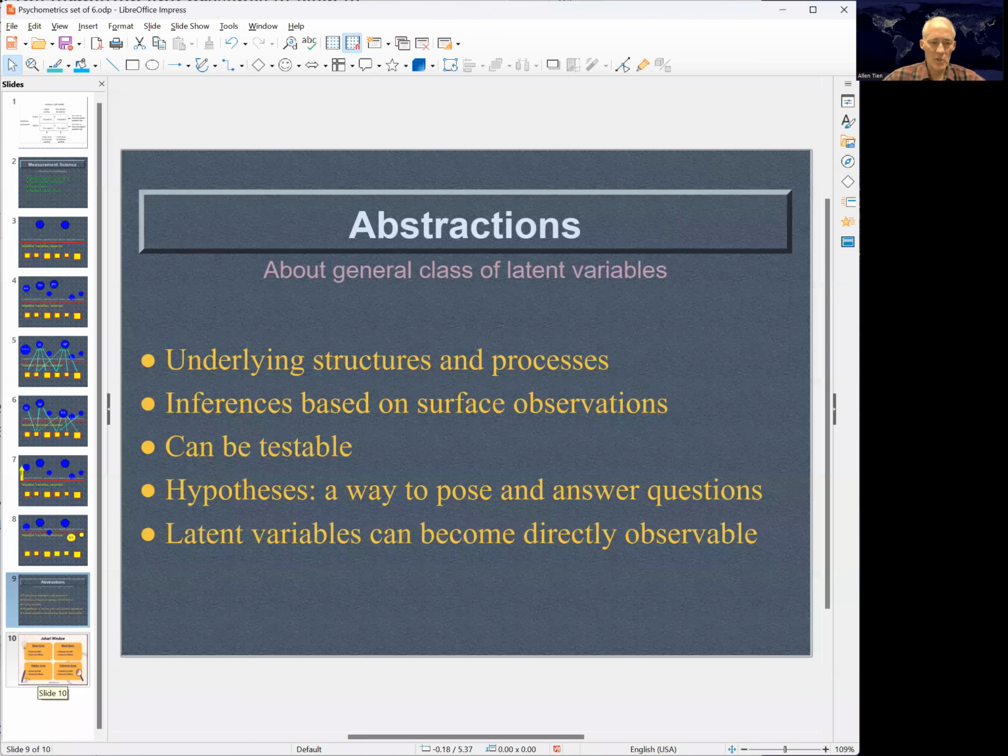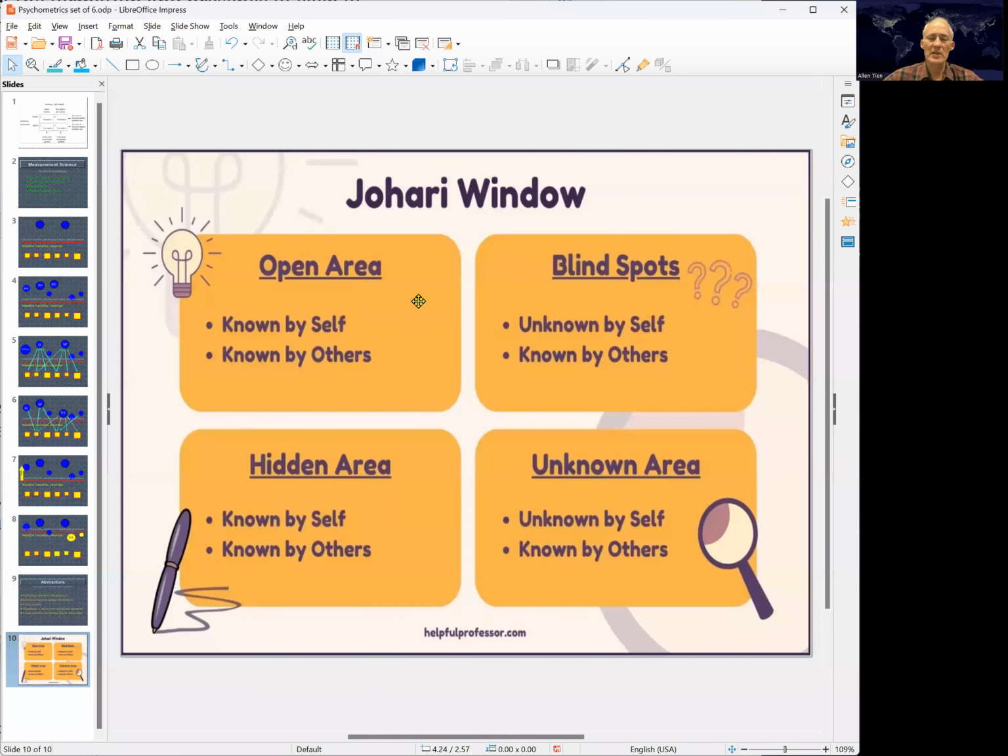An example of informal psychometrics and the reality matrix is what we know and don't know about ourselves, what others know and don't know about us. The name for this matrix is Johari window. In the Johari window, the open area is things that we know about ourselves that others know. Blind spots are what we don't know about ourselves, but others know about us. Hidden area is what we know, but no one else knows. And unknown areas are areas about ourselves that we don't know, nor do others know.